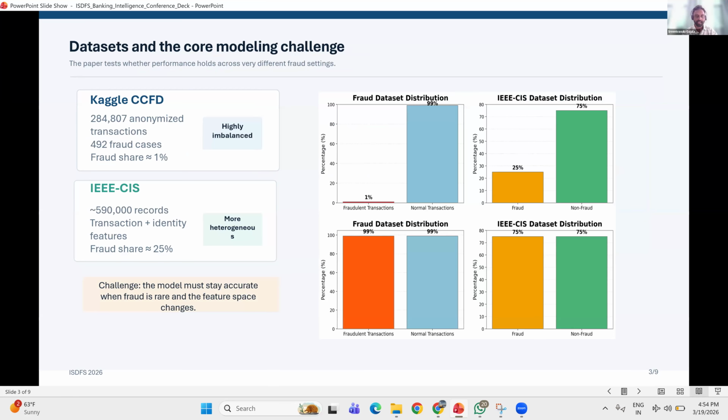Here is Kaggle CCFD. As I said, we collected 284,807 anonymized transactions, and with the Kaggle data set, we found 492 fraud cases, which is about 1%. I can say it's very highly imbalanced. And another one is the 590,000 records data set.